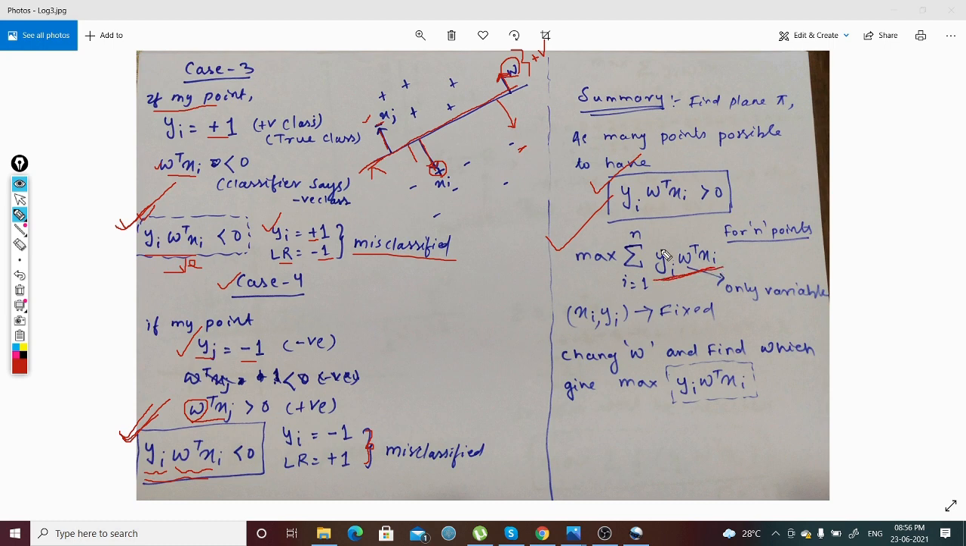This value is fixed, right? It is already available in our training data, and this data point is also available in our training data. But only w is changing, right? So it is the only variable here. w transpose is the only variable. If you change the plane, this wt will change. So we need to find this wt. Change the wt and find whichever gives the max. We have to change this parameter to find the function which gives me the maximum of this value.